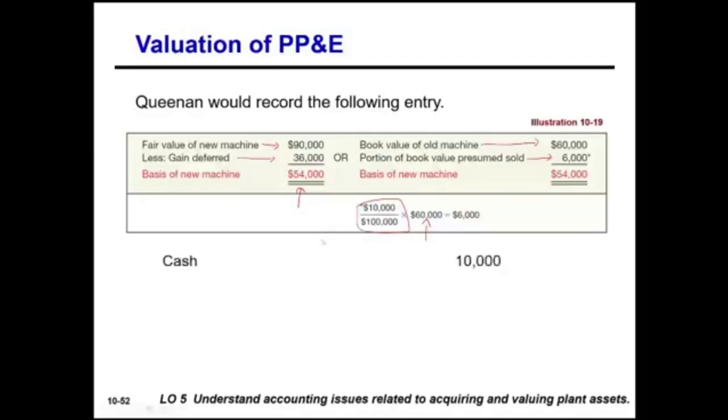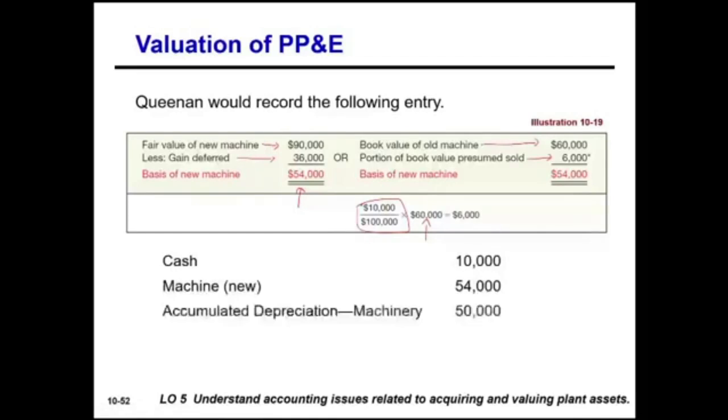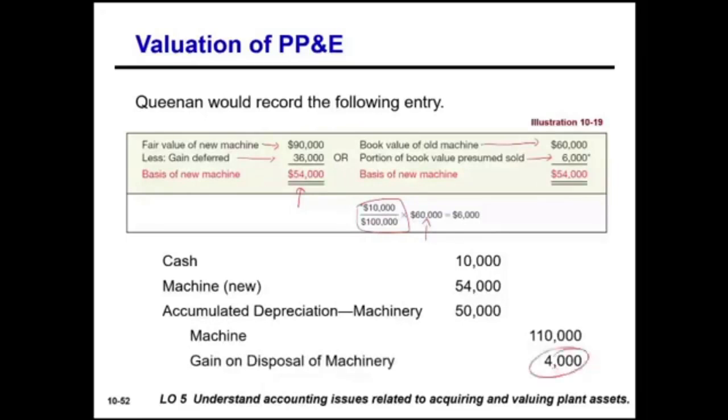So cash, we debit cash 10,000. We debit the new machine 54,000 as calculated above. Accumulated depreciation for the old machine is 50,000. Credit the old machine. And we have a gain on disposal of the machinery of 4,000. So the gain is recognized immediately, and here we have the $36,000 of the gain that we are deferring for the future. Okay, let's go back to this example.